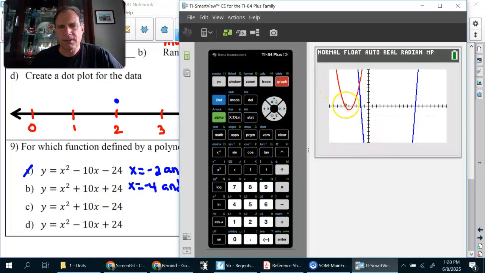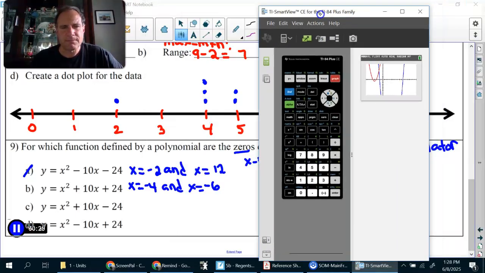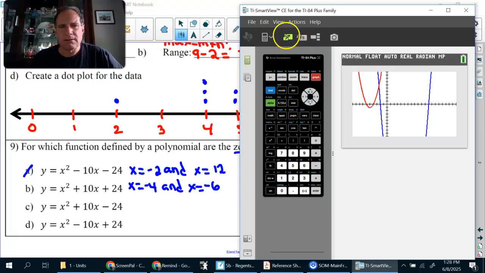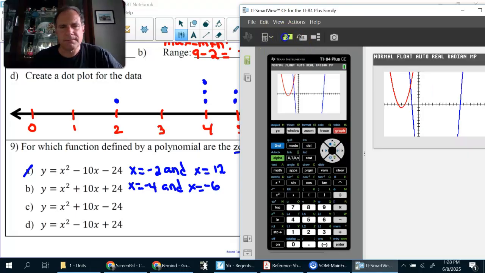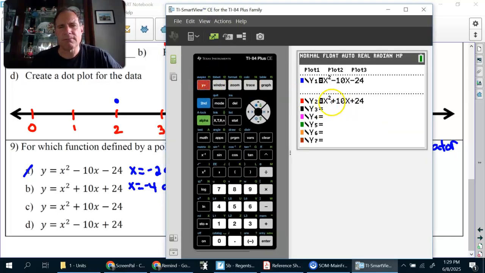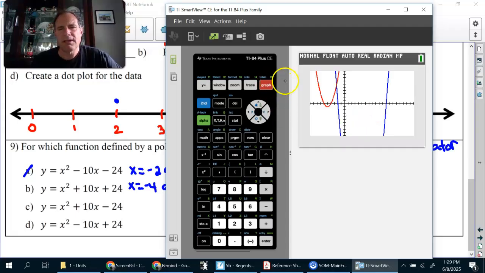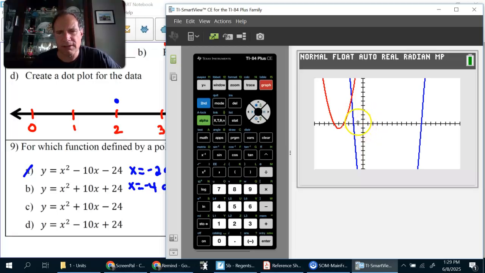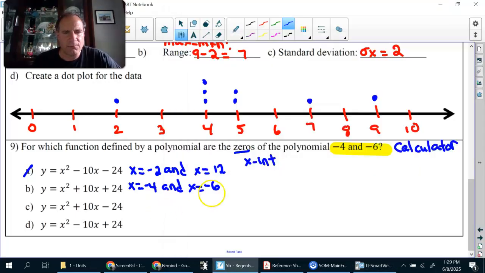So I put this directly into the calculator. It's the red one. Let me just switch this out. You could see that I put y equals x squared plus 10x plus 24, and we have the two that we're looking for. This is -1, -2, -3, -4, and -6. So -4 and -6, what they're looking for. B is your answer. You don't have to do the rest of them.